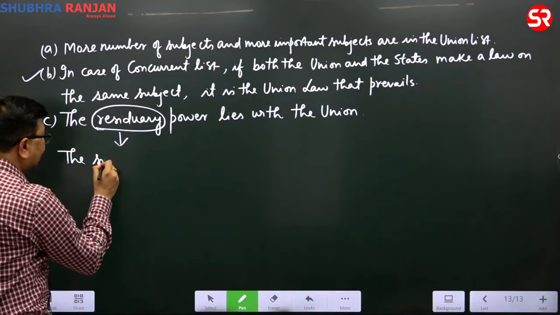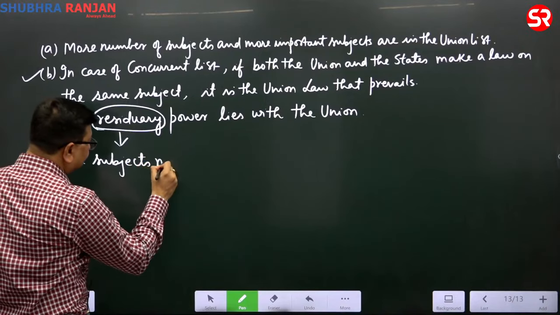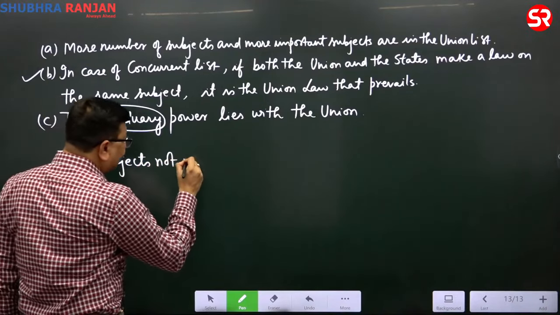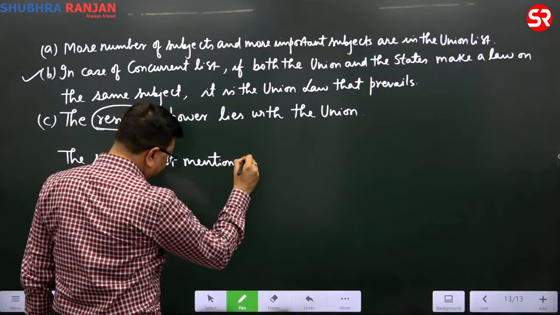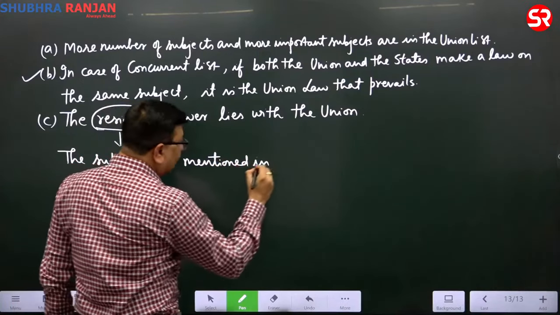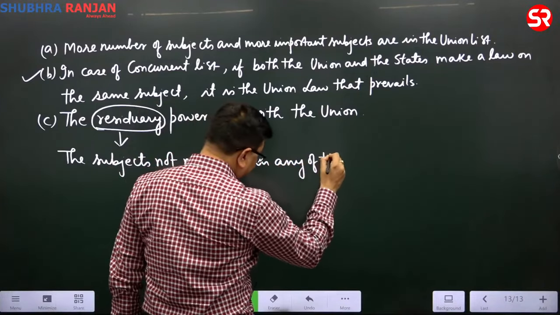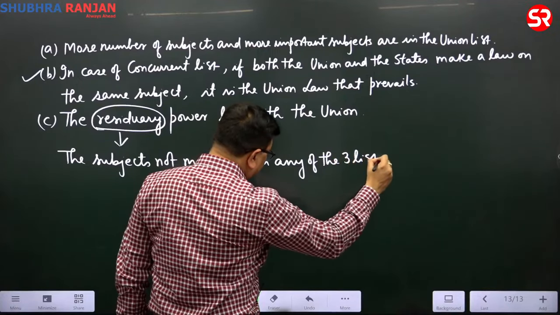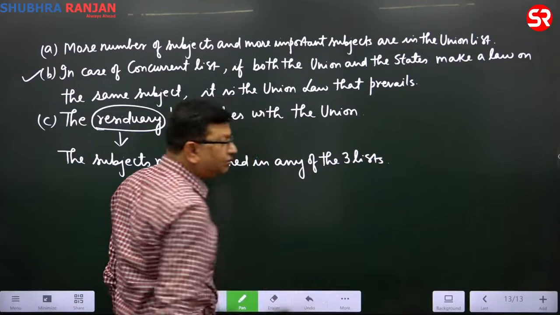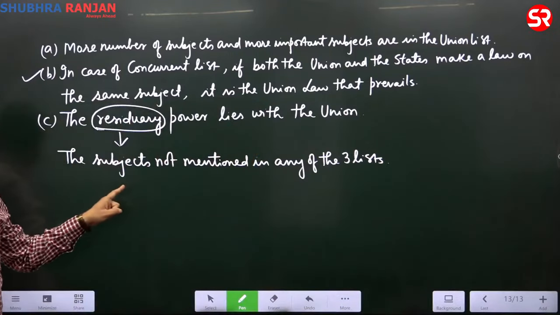The subjects not mentioned in any of the three lists is known as a residuary subject.